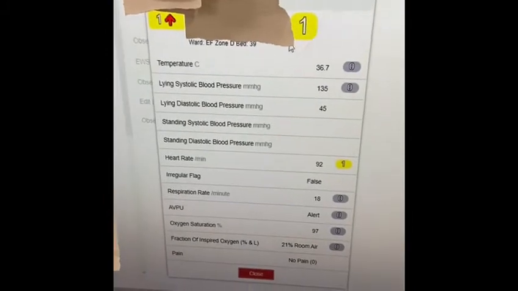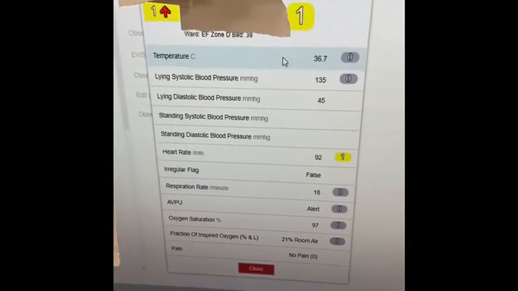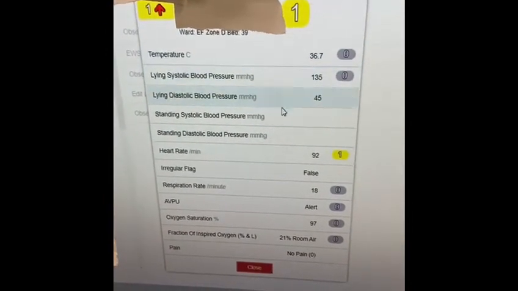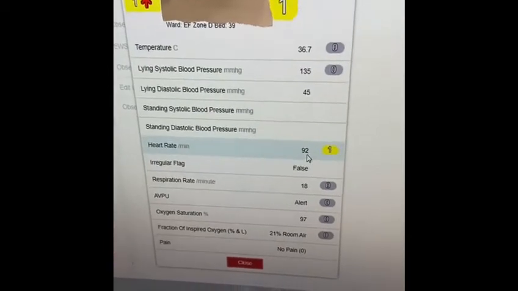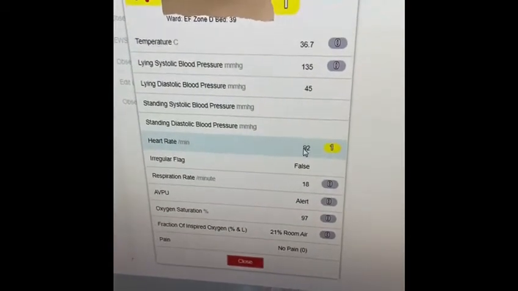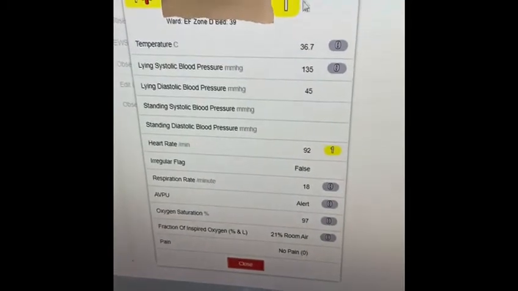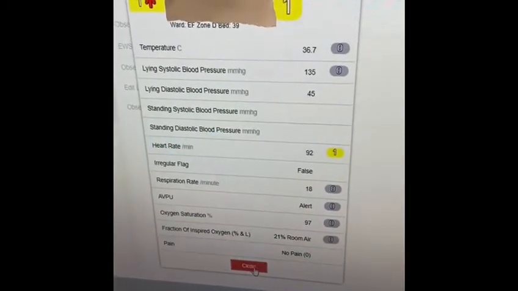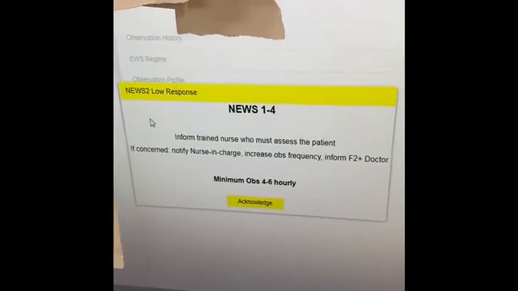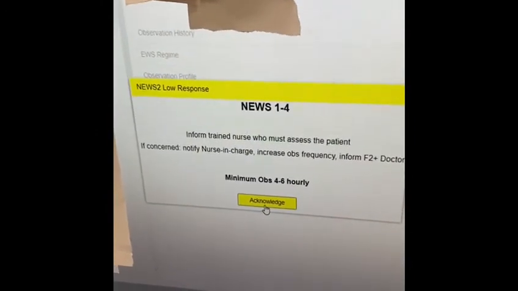So this person's new score is a 1. You can see her temperature, her blood pressure, her heart rate is what's scoring her a 1, because she's above 90, and then all the rest of the observations here. So she's got a new score of 1. You'll press close and acknowledge, and that's your observations done.